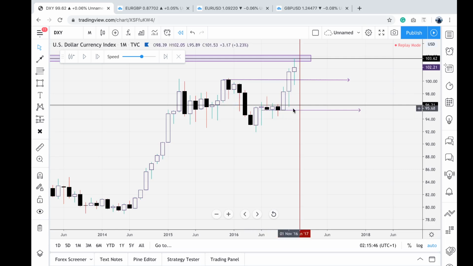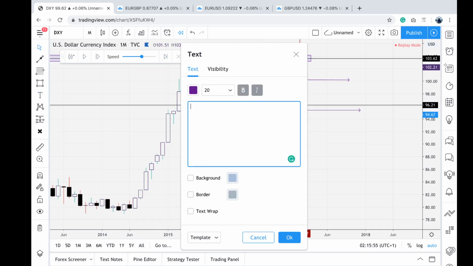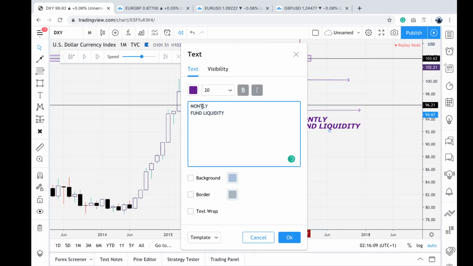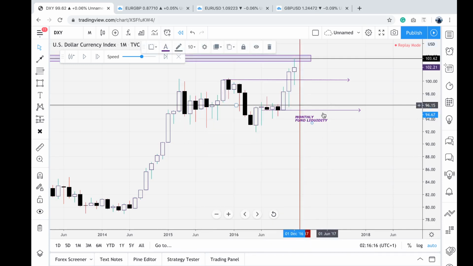Okay, coupled with the fact that there are equal body candles there, very clean equal body candles. Obviously, there's going to be some level of fund liquidity resting below that point. So I'm going to type this monthly fund liquidity. Okay, so let's reduce this font. Monthly, it changes to a 10. And okay, so monthly fund liquidity around that level.